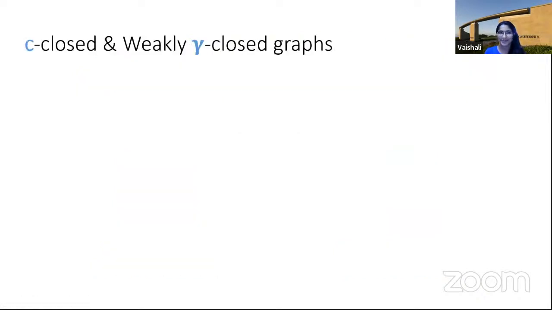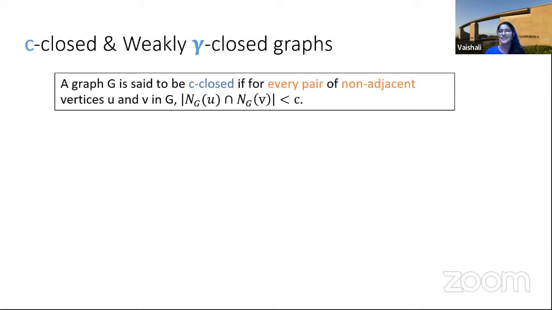So let's begin with some definitions. A graph is said to be C-closed if for every pair of non-adjacent vertices, they share at most C common neighbors. For example, a clique is 1 closed and a star graph is 2 closed.